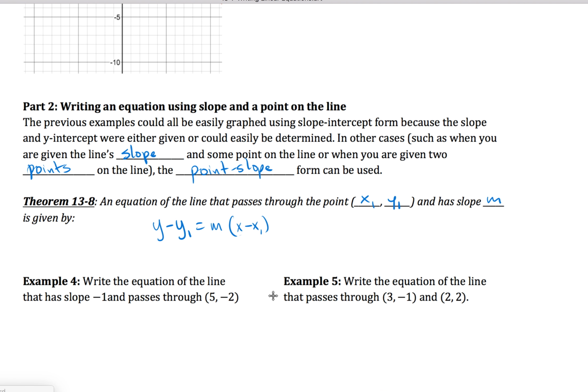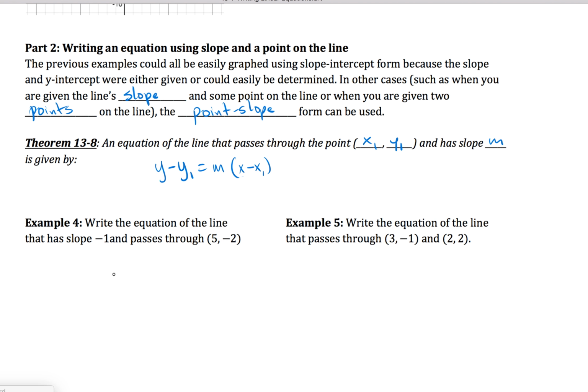So to give you a real quick example, look at example 4. I'm giving you the slope, right? We know that's going to be m. And I'm giving you a point this line goes through, 5, negative 2. So 5 will be x1 and negative 2 will be y1. So now the equation looks like this.